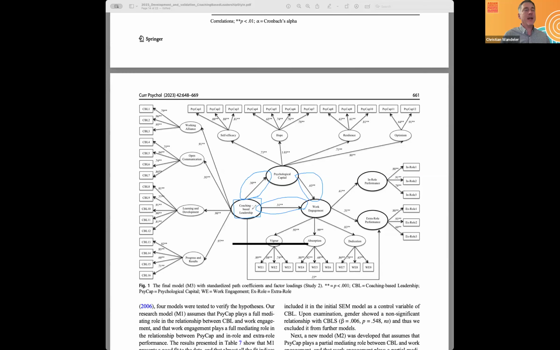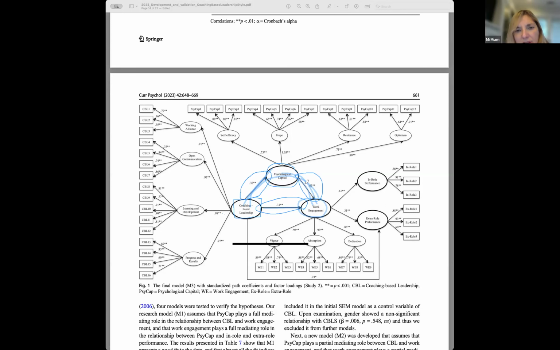This score is adjusted for the measurement errors, so it is a more precise score. Same thing for psychological capital, and same thing for work engagement. What we do now is look at the relationships between them: coaching-based leadership's impact on work engagement, its impact on psychological capital, and psychological capital's impact on work engagement. At the same time, we have mediation going on: from coaching-based leadership, a direct effect on work engagement, and an indirect effect on work engagement via psychological capital.